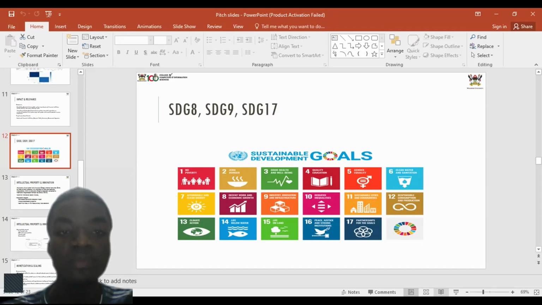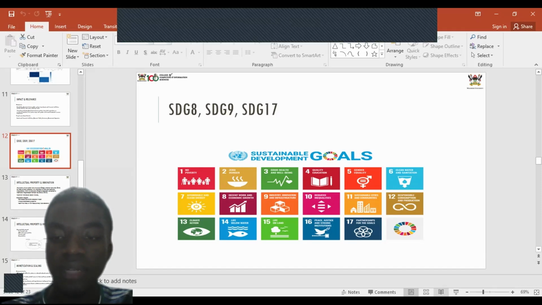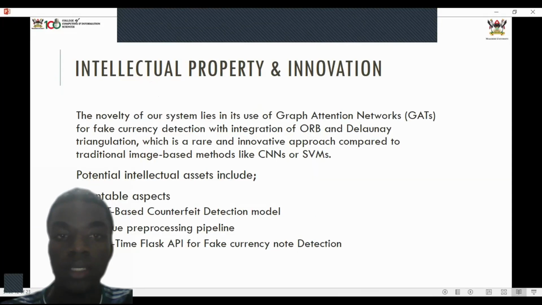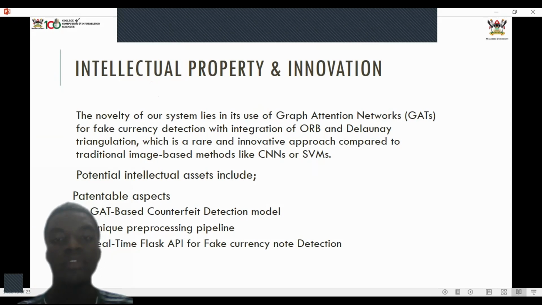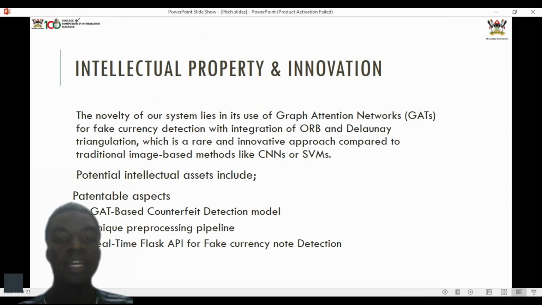And then, if I'm talking about the intellectual property and innovation of our system, we shall talk about innovativeness. It is about us implementing the graph attention network. Of course, we believe this has never been implemented across the web. We searched across the web and it has never been implemented for fake currency detection. What makes our thing special? It's our own invention.